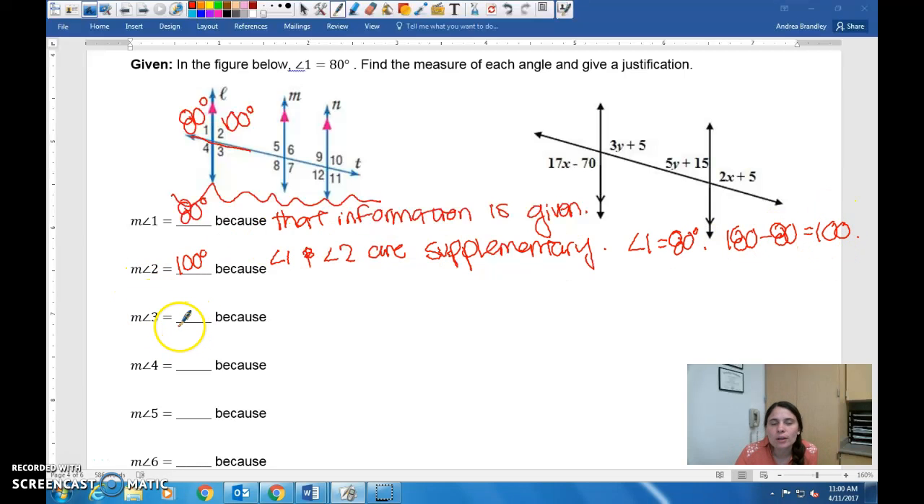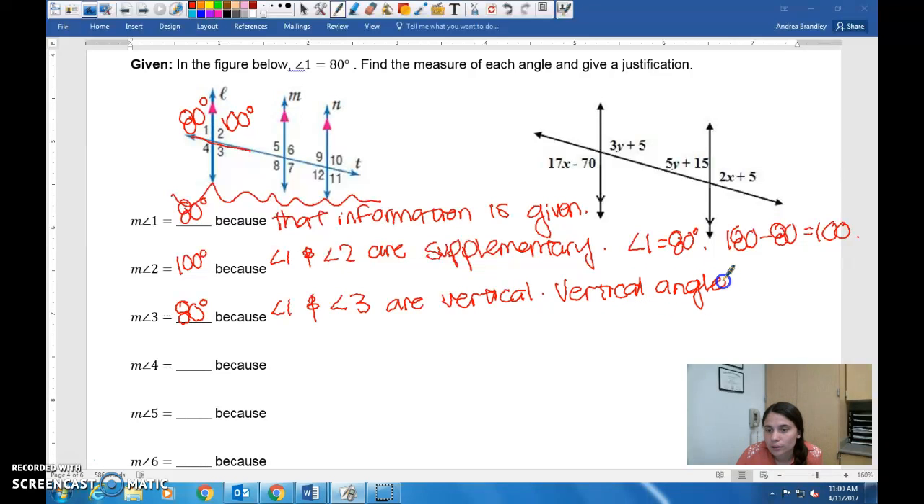Measure of angle 3: there's not a million, but there are several different ways that you could find angle 3. I'm going to go ahead and compare it to angle 1, because angle 1 and angle 3 are vertical angles, and I know that vertical angles are congruent. So the measure of angle 3 is 80 degrees because angle 1 and angle 3 are vertical. Vertical angles are congruent, and angle 1 is equal to 80 degrees, so angle 3 has to be equal to 80 degrees.